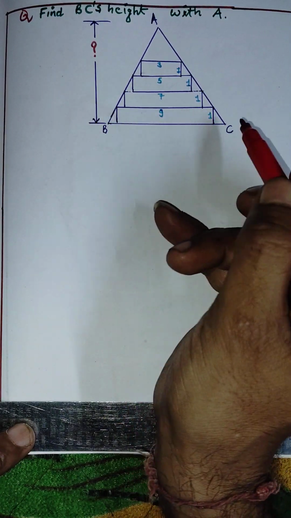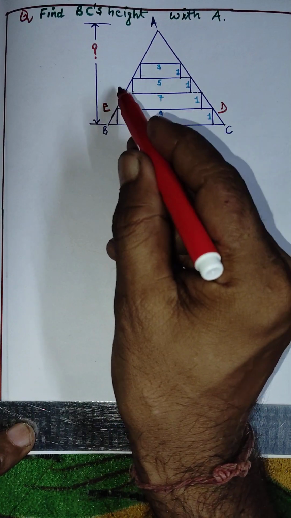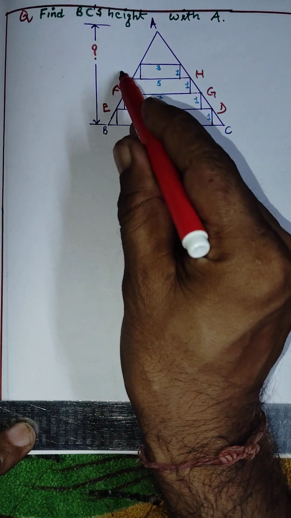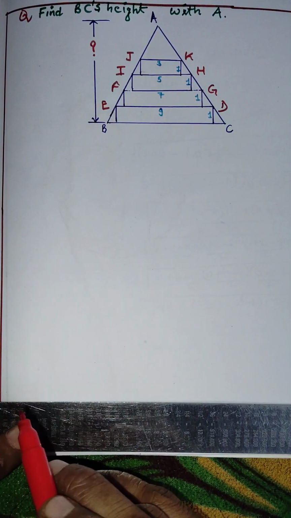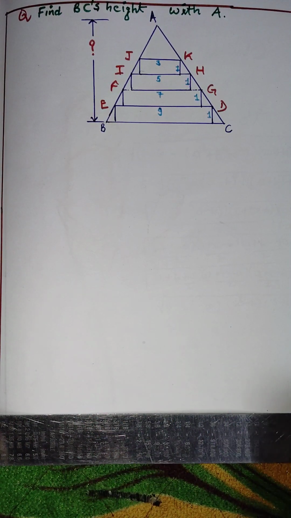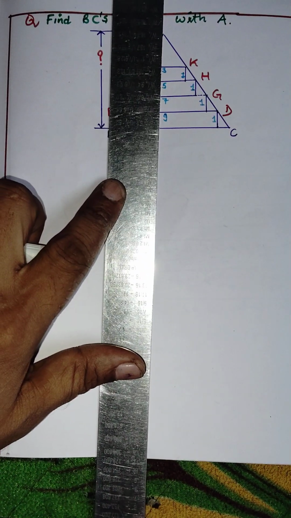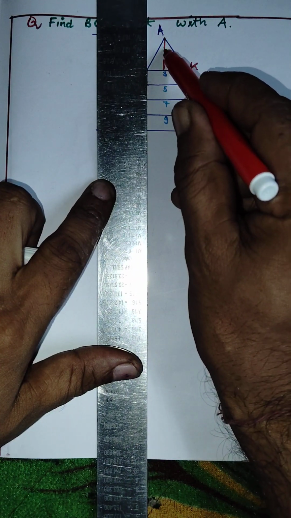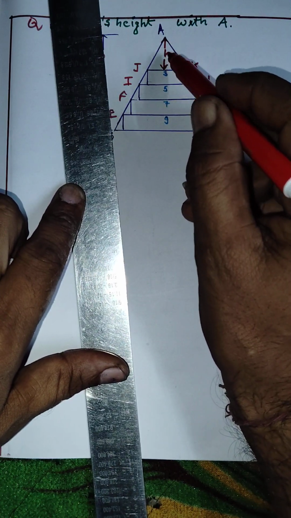We are giving the naming: BC, then DE, then FG, then HI, then JK. These marks we have mentioned, and now in this triangle we are drawing the altitude from vertex A on JK. Suppose this altitude on JK is H.